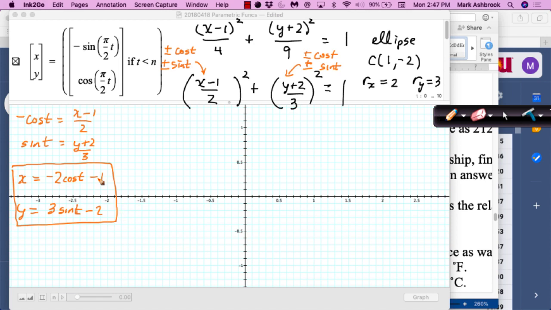Is this plus 1? Yeah, it should be plus. Thank you. So there's my center, (1, -2). And there are my radii, look. 2 in the x direction, 3 in the y direction.